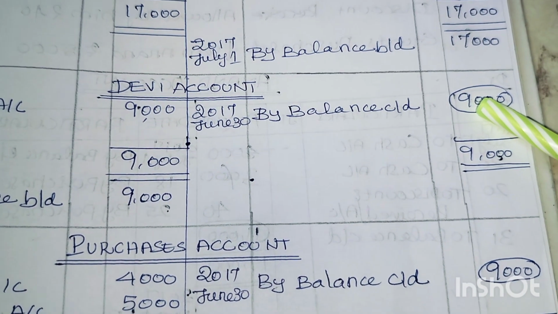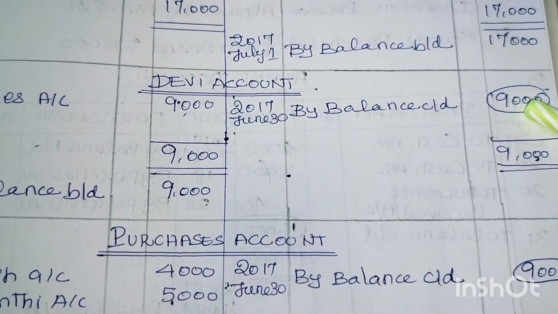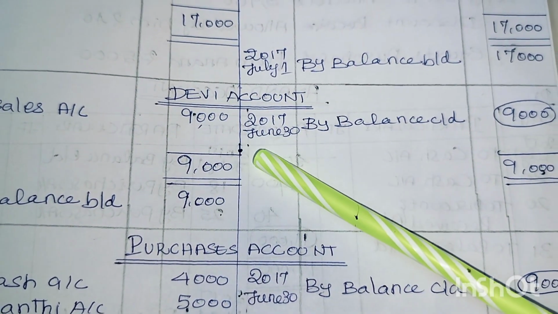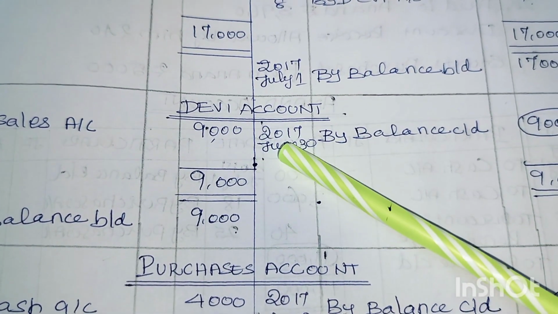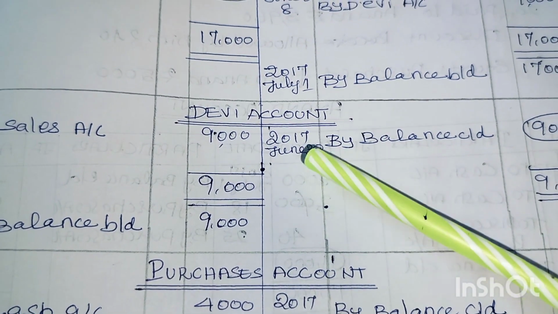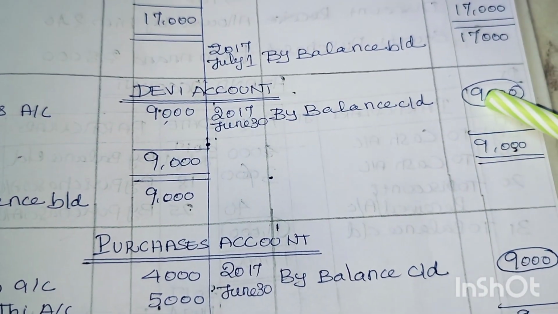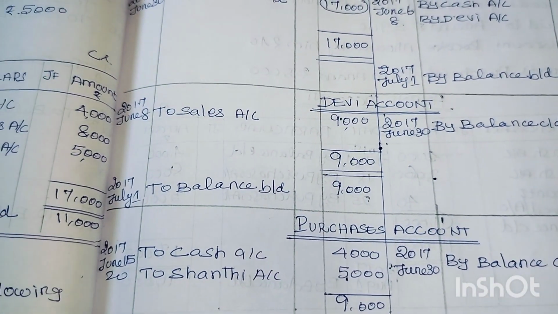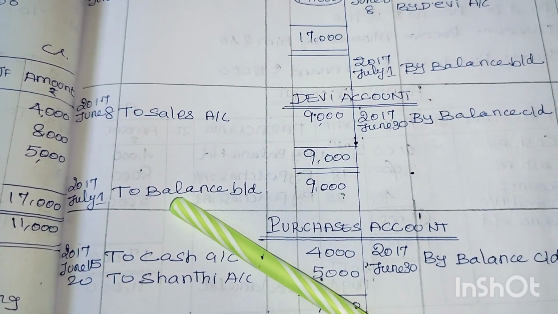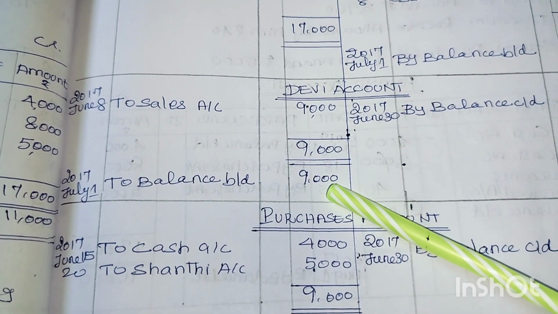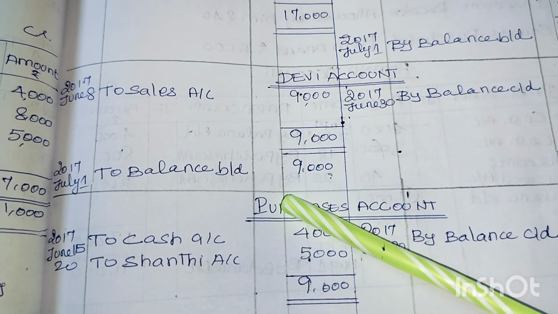the lesser value side. Then balance carried on is entered against the differences, and in the date column we date it on the last day of the accounting period, that is 2017 June 30. This is the closing balance of the Devi account. Then we carry that 9,000 rupees difference and bring it down to the opposite side, entered below the total. So we enter the difference below the total.